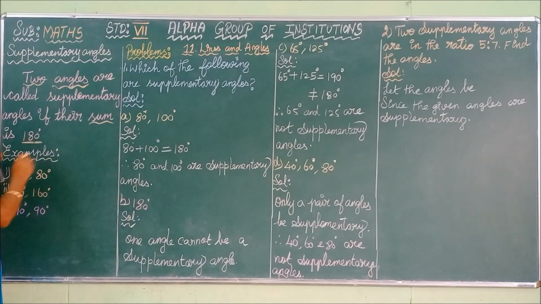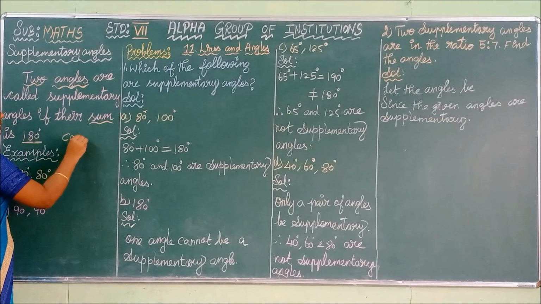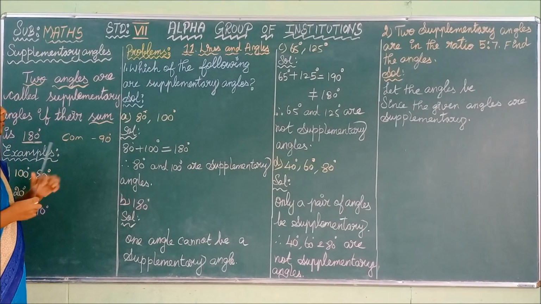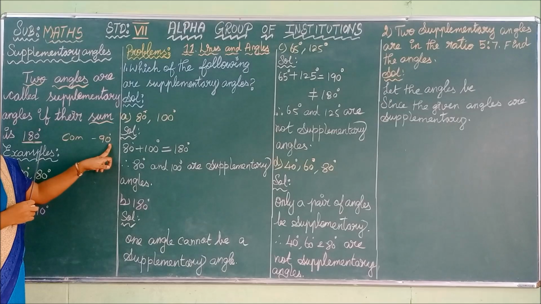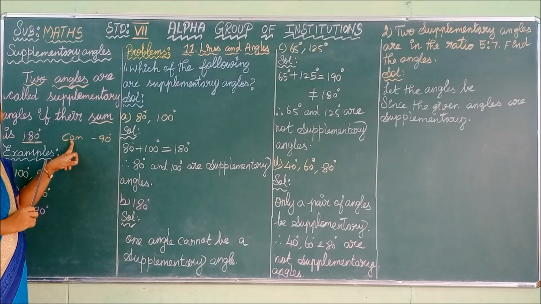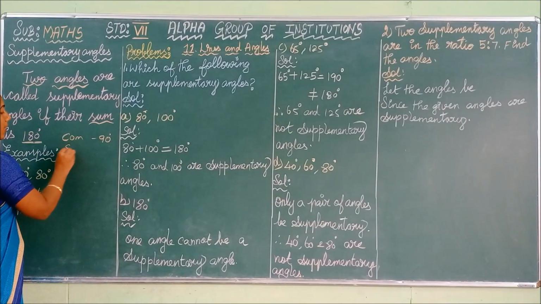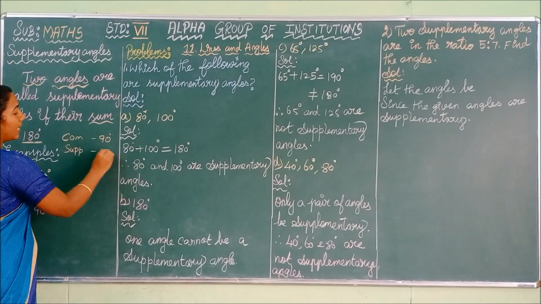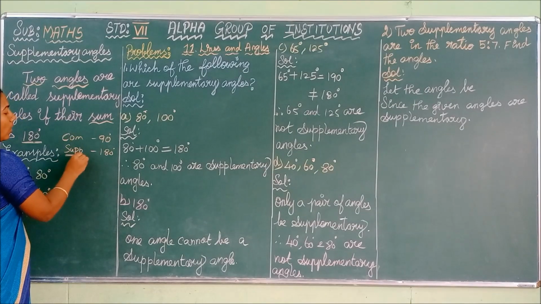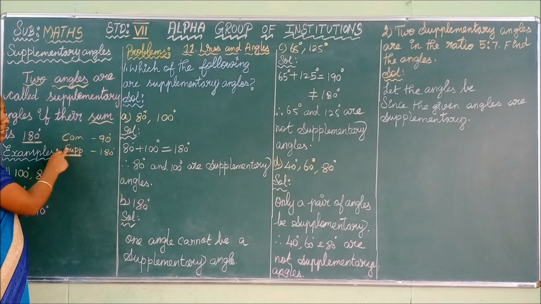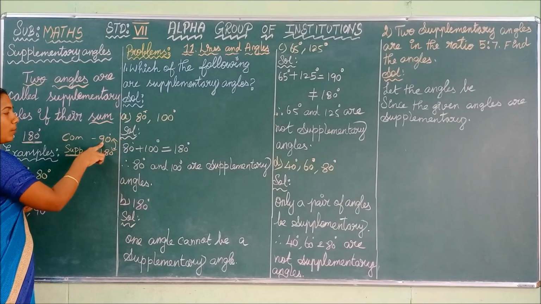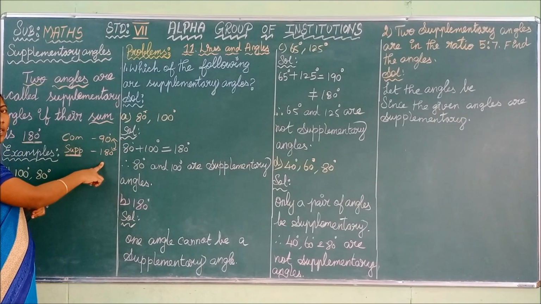Do you understand, children? Complementary means 90 degree. That is, you have to add the two angles. If you get the answer 90 degree, we call those angles complementary angles. Supplementary means if you add the two angles and get the answer 180 degree, then we call those angles supplementary angles. Many of you may have confusion about which angle is said to be complementary and which is said to be supplementary.